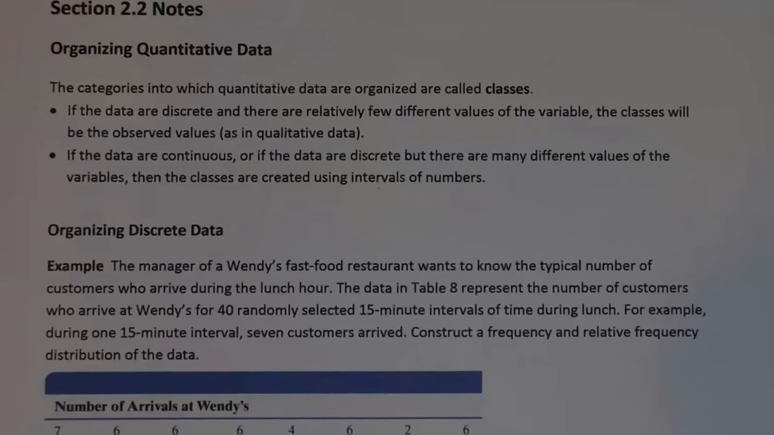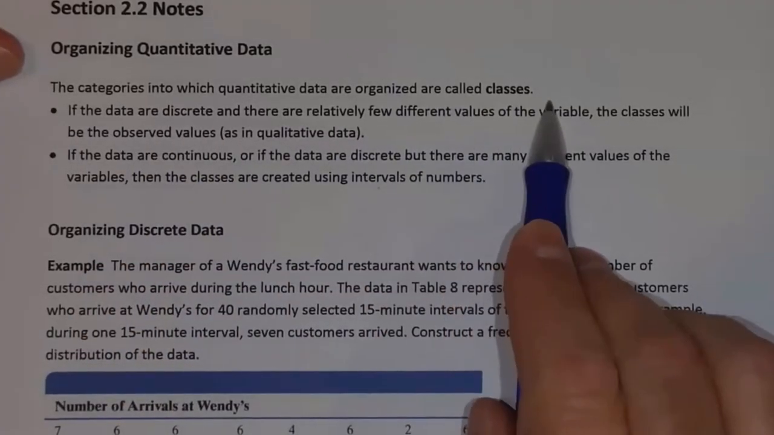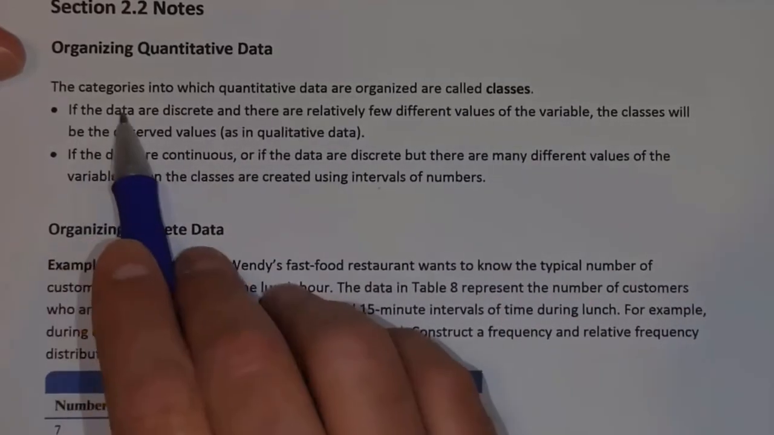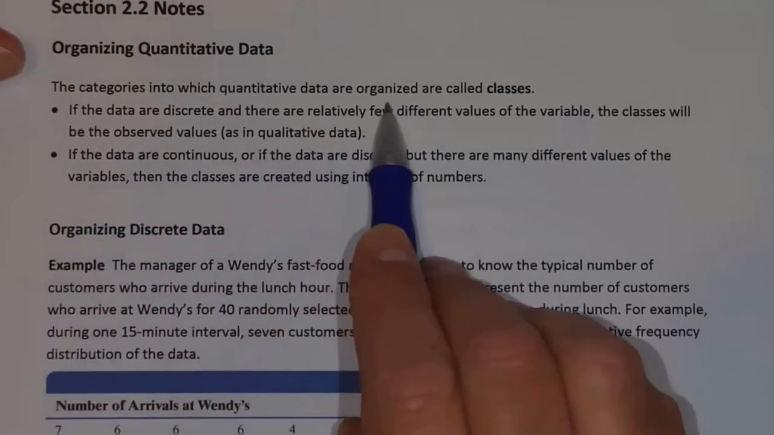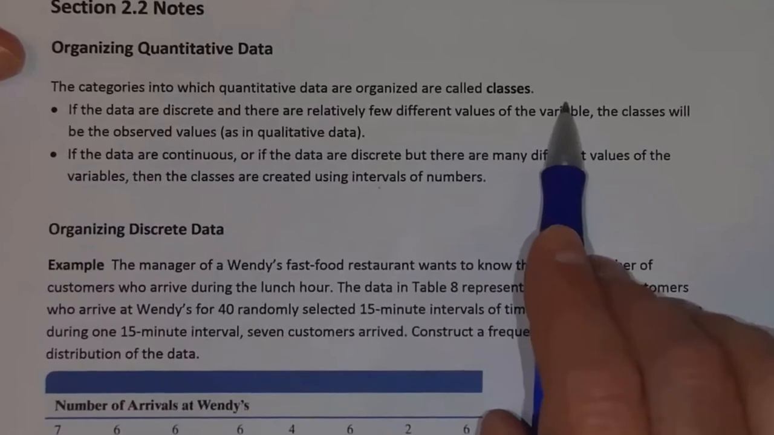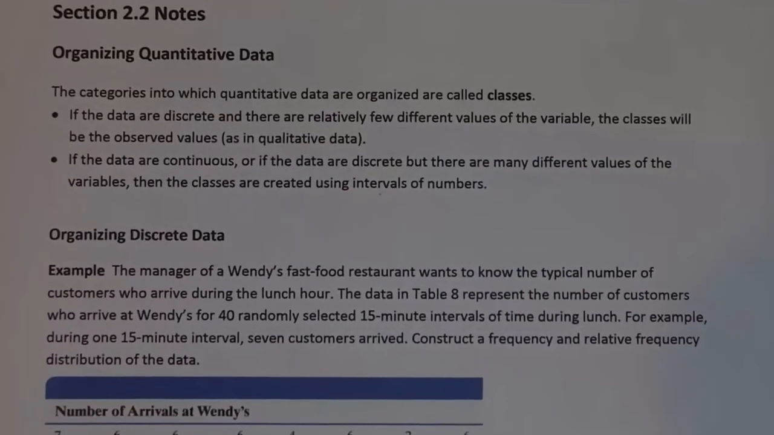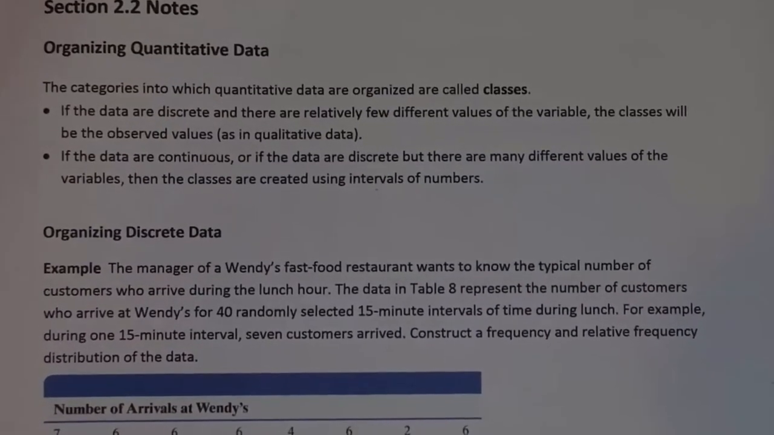values for each category. If we have continuous data, we don't have any choice. We have to use ranges of values or intervals of values as our categories. Now, the categories aren't really called categories whenever we have quantitative data. The categories are called classes. So the categories into which quantitative data are organized are called classes. So we're going to organize our data into classes. Again, those are just the categories.